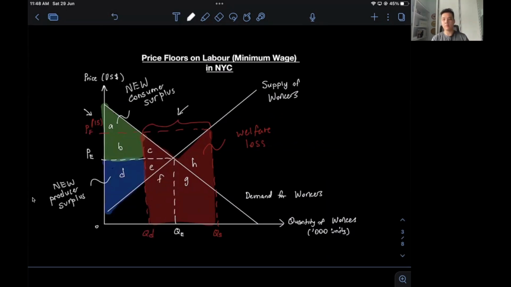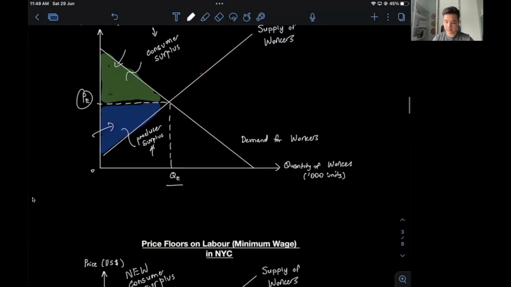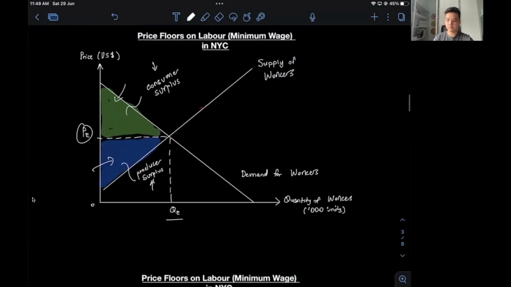Secondly, how are price floors impacting different stakeholder groups? Let us use this diagram to walk you through how each stakeholder group is affected. So firstly, let's talk about consumers, right? Previously, before the price floor was imposed, consumer surplus is this large green triangle over here.